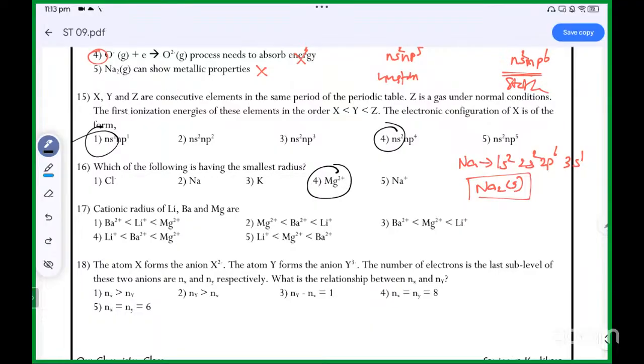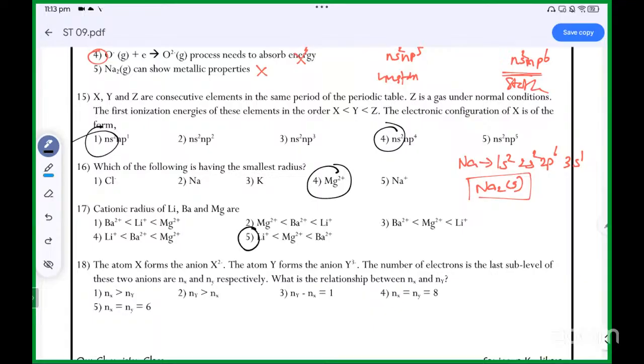The 17th one. Cationic radius of lithium, barium, and magnesium are. Barium should be the highest because that is in, I think, the 6th period. Then should be the magnesium. Magnesium is in the 3rd period and lithium is in the 2nd period. So lithium should be the lowest, magnesium should be next, then barium.